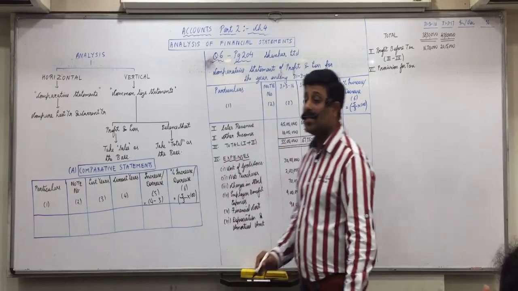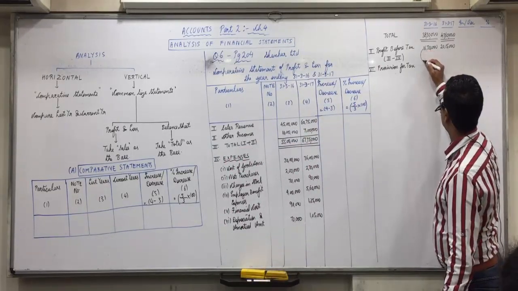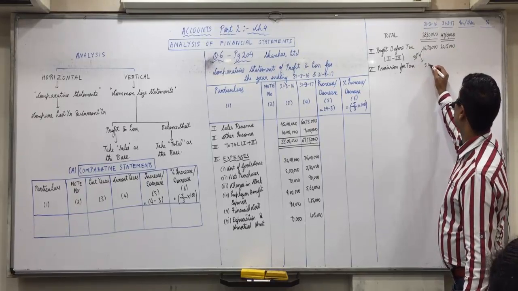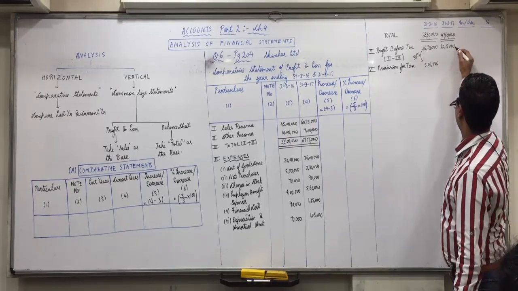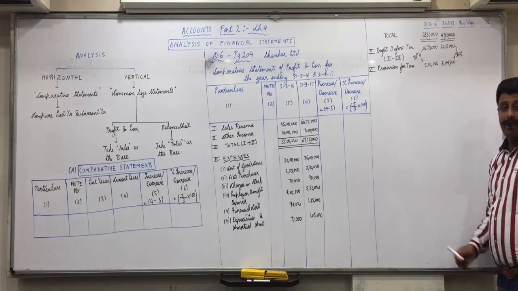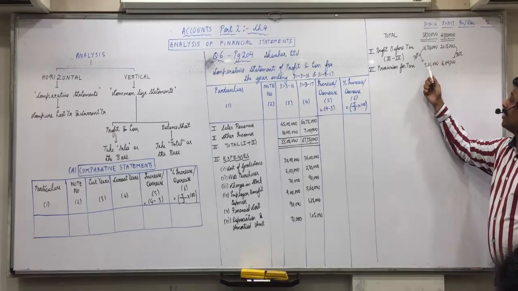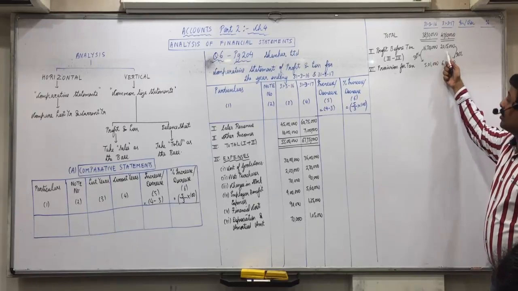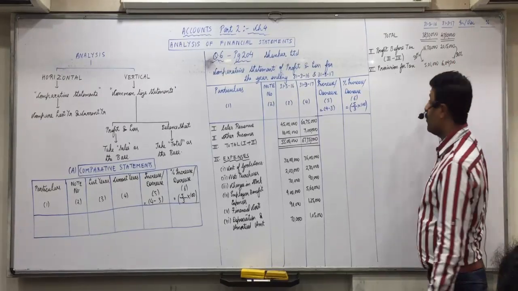Completed. Now this 30% you count on these two amounts. 16 lakh 70,000 into 30% will be 5 lakh 1,000 and 20 lakh 15,000 into 30% will be 6 lakh 4,500. Did you all understand this? Everyone? 16 lakh 70,000 into 30%, 5 lakh 1,000. 20 lakh 15,000 into 30%, 6 lakh 4,500.